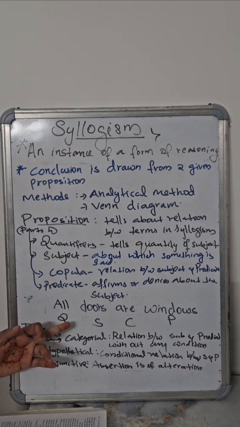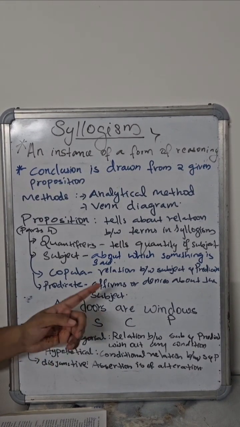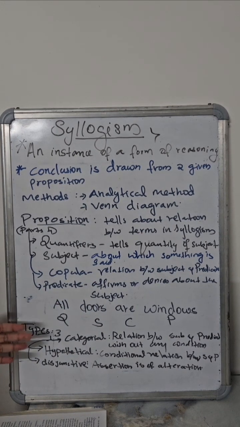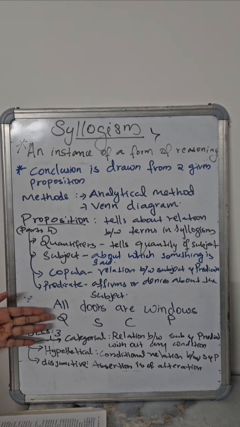Here an example is given: all doors are windows. So, all doors are windows is a proposition. The proposition given in this statement is assumed to be true. No matter whether it is valid according to reality or not, this proposition is assumed to be true. There are four different parts of a proposition. Those four parts are quantifier, subject, copula and predicate.